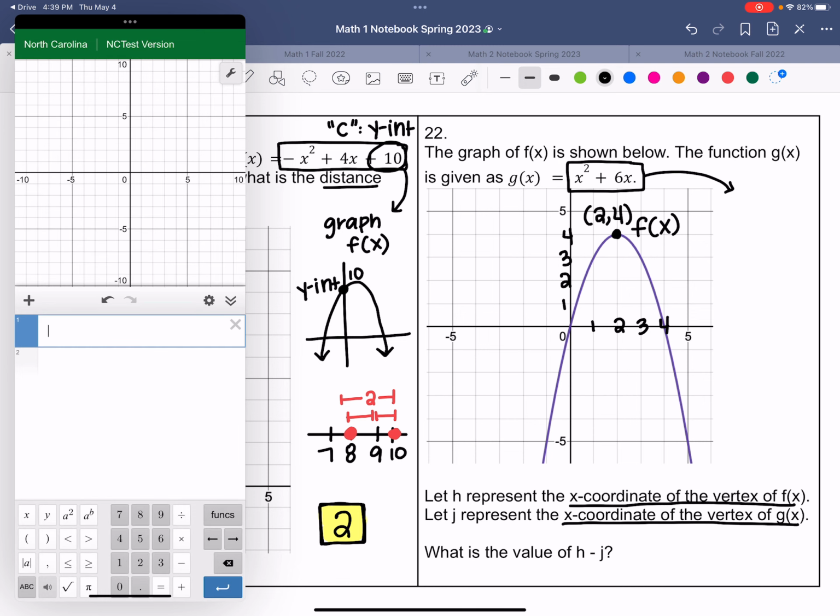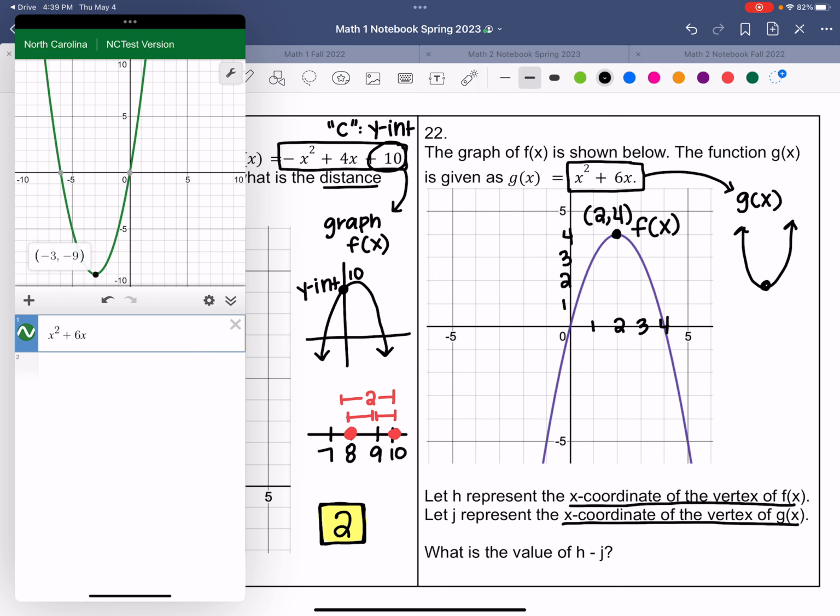Okay, and for g of x, we have, let's see, x squared plus 6x. We have this kind of graph. And we're looking for the vertex, so -3, -9.